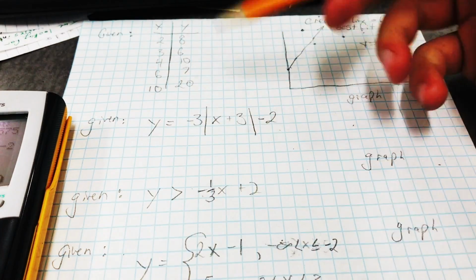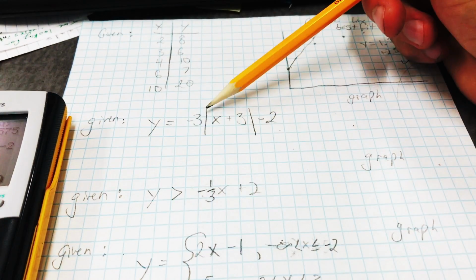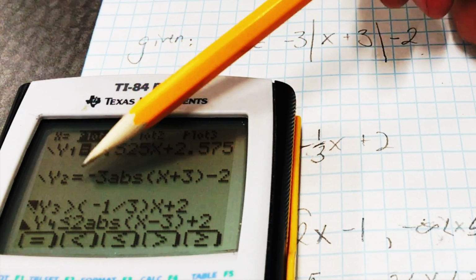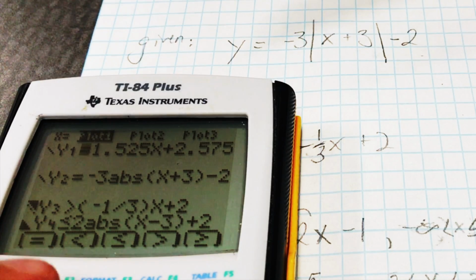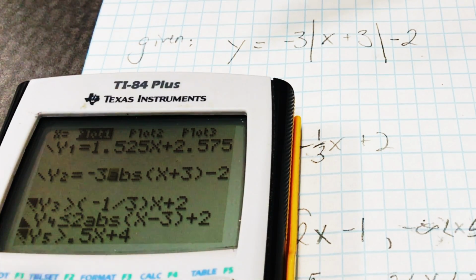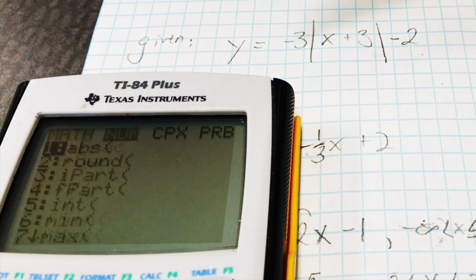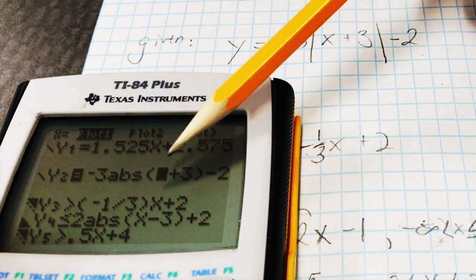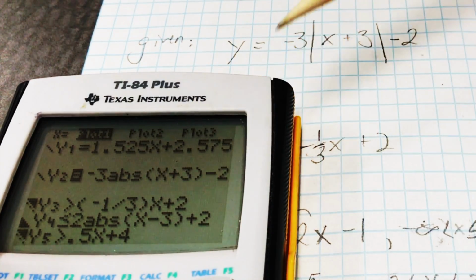Next, over here, y equals -3 absolute value of x plus 3 minus 2. You would want to be able to put that into your calculator, so I have that set up in my second one. Remember, for the absolute value, it could look like that. I know other calculators sometimes look different. So I can go to math, num, and absolute value, ABS, and it's going to give me that. So I have -3 out there, absolute value, x plus 3 minus 2 out here.